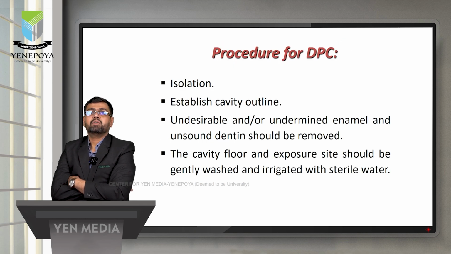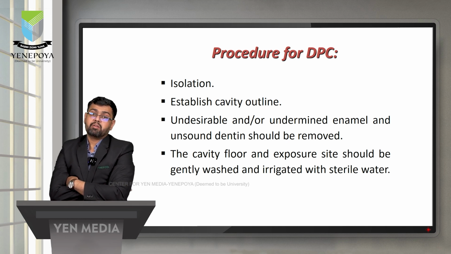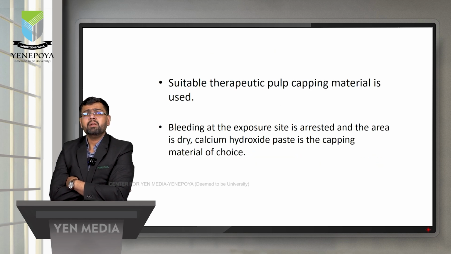Now coming to the procedure of direct pulp capping, the most important thing to understand here is isolation, which is important for both direct pulp capping and indirect pulp capping. So proper rubber dam isolation is a must in both procedures. Now you have to establish the cavity outline. Unsupported or undermined enamel and unsound dentine should be completely removed. The cavity floor and the exposure site should be gently washed and irrigated with sterile water. A suitable therapeutic pulp capping material is used.